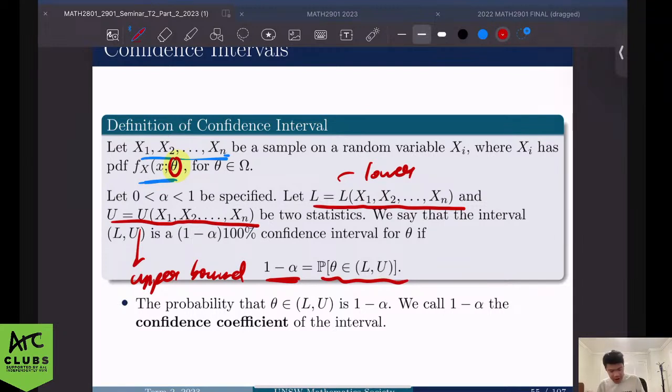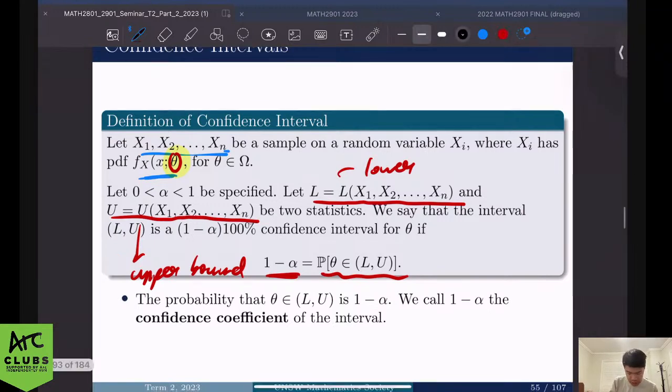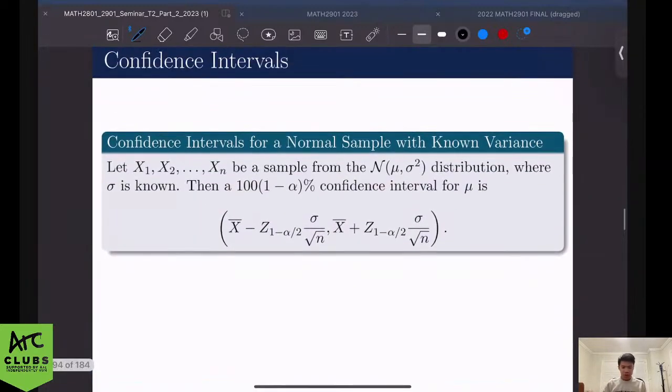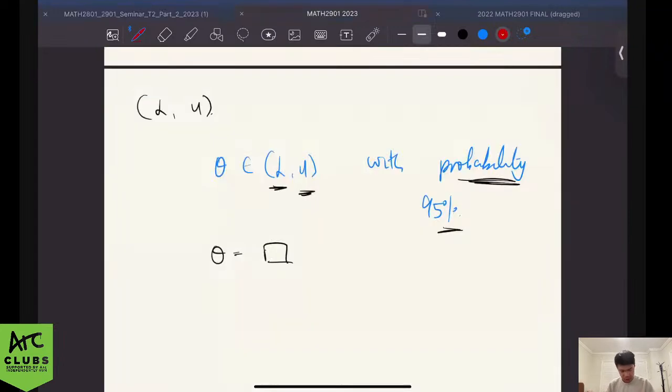Cool. Alrighty, so yeah, and 1 minus alpha is called the confidence coefficient. Okay, so there's an example over here, which is like, you've got a sample from the normal distribution. You know what sigma is? Then a 1 minus alpha times 100% confidence interval for mu is equal to this, okay? Let's not look at this. Let's instead try to derive it, okay?